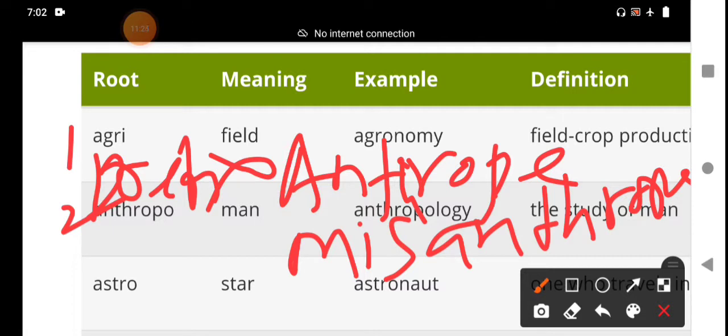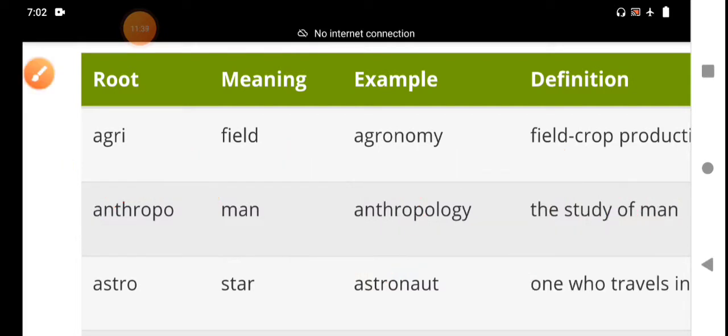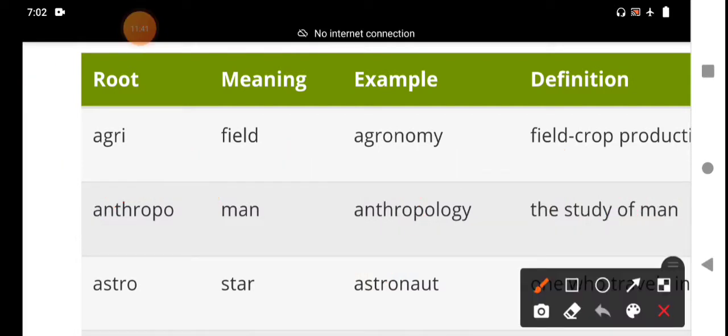You may learn, without our notice, some of the synonyms and antonyms also through the root words anthrop, misanthrop, and then here, anthropology. What is the definition of anthropology? It is one of the subjects at the PG level. Most of the students have been studying anthropology at PG level in universities.